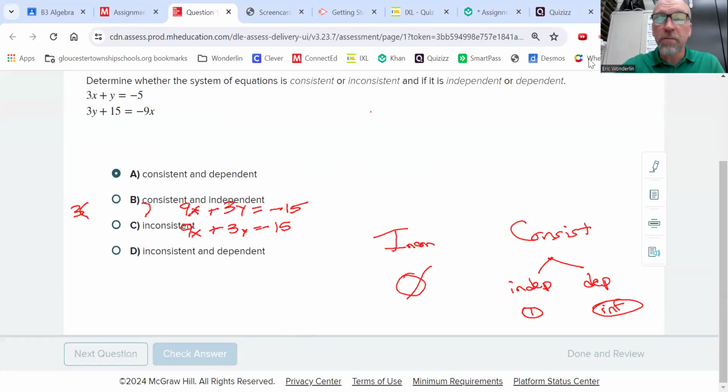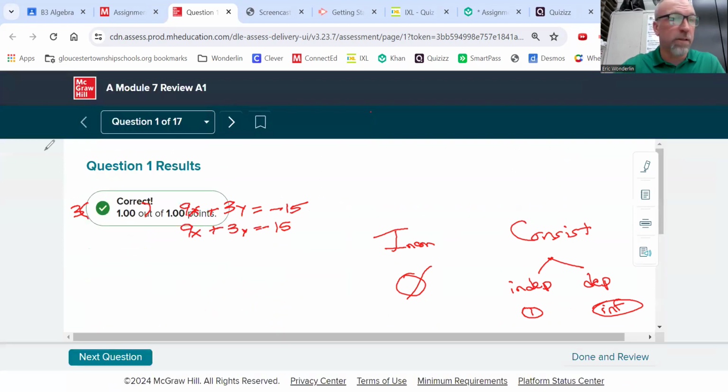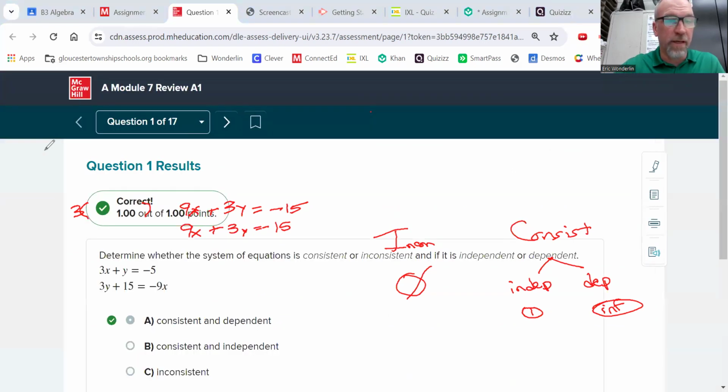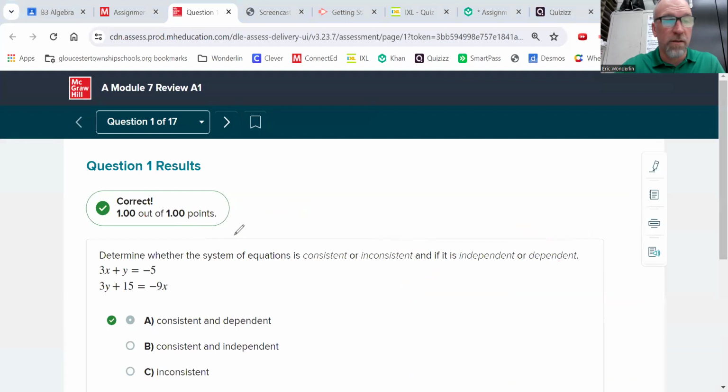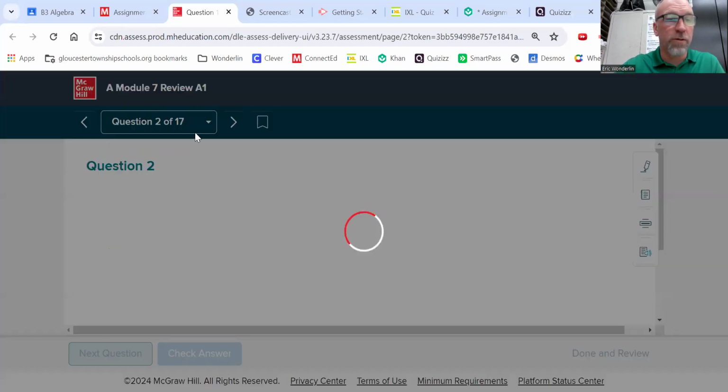Moving on. All right. Let's see how I remember how to clear this. There we go. I'm correct. Numero dos.